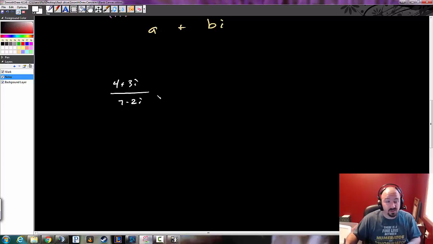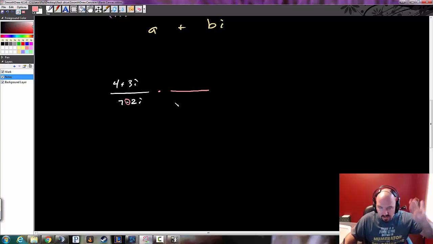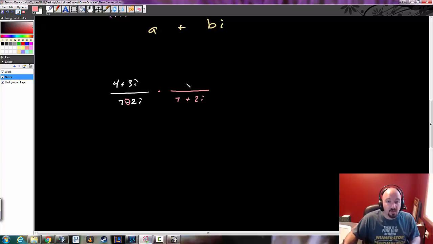And one of the ways that you may have learned to divide radicals is you just go ahead and multiply by the conjugate. This is known as the complex conjugate. So we just simply change the sign on the complex part. Whatever the real part is, just let it be. So this is going to be 7 plus 2i, both top and bottom, because you don't want to change the value of the fraction. And then you're just simply going to combine these just like we did up top.